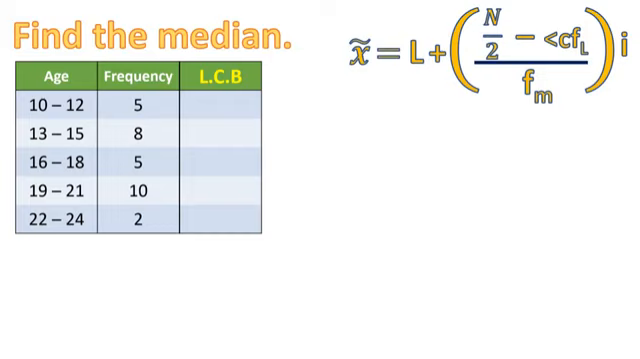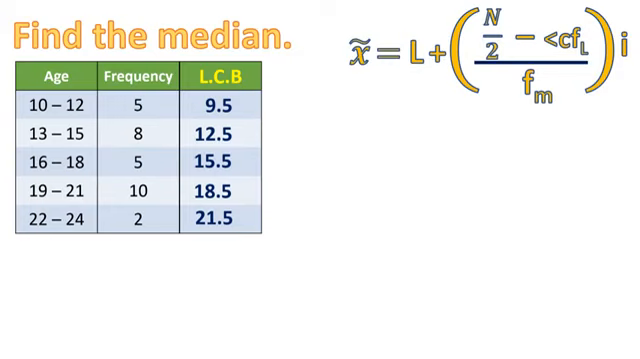For example, we have 10 minus 0.5 is 9.5. 13 minus 0.5 is 12.5. 16 minus 0.5 is 15.5. 19 minus 0.5 is 18.5. And 22 minus 0.5 is 21.5. So that's the lower class boundary, and that's how easy it is.